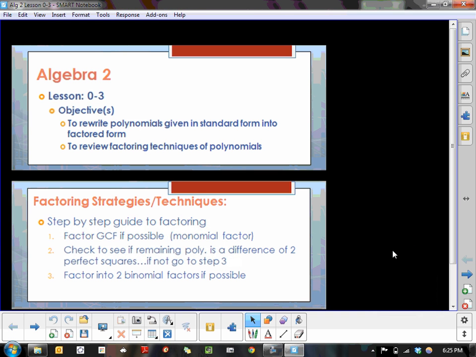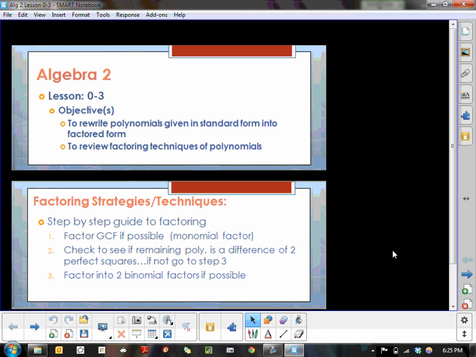In Lesson 03, we're going to review your factoring techniques. In Lesson 02, we learned and reviewed your distributive property. Well, the factoring techniques are the reverse of the distributive property. So what we're going to do is factor. We're going to reverse the process of distributing and try to get back to our original terms that we had.